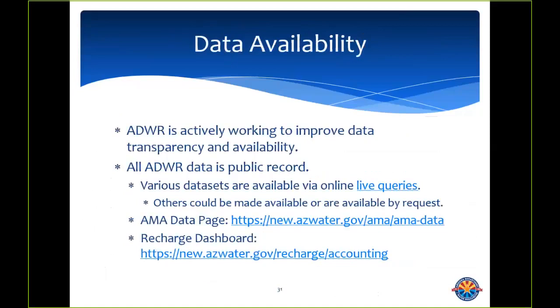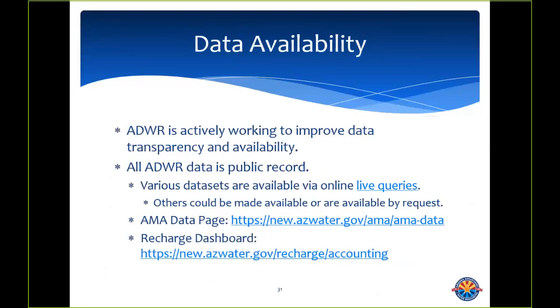As I mentioned earlier, ADWR is actively working to improve data availability, communication, and transparency. All ADWR data is public. It is requestable. And we are working to make more of that data and more of our queries readily available online rather than people having to come to us and know what to ask for.